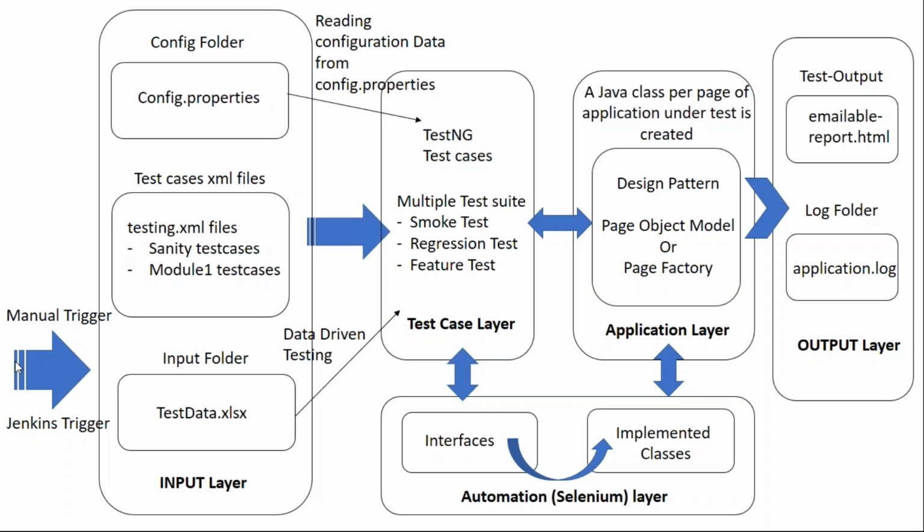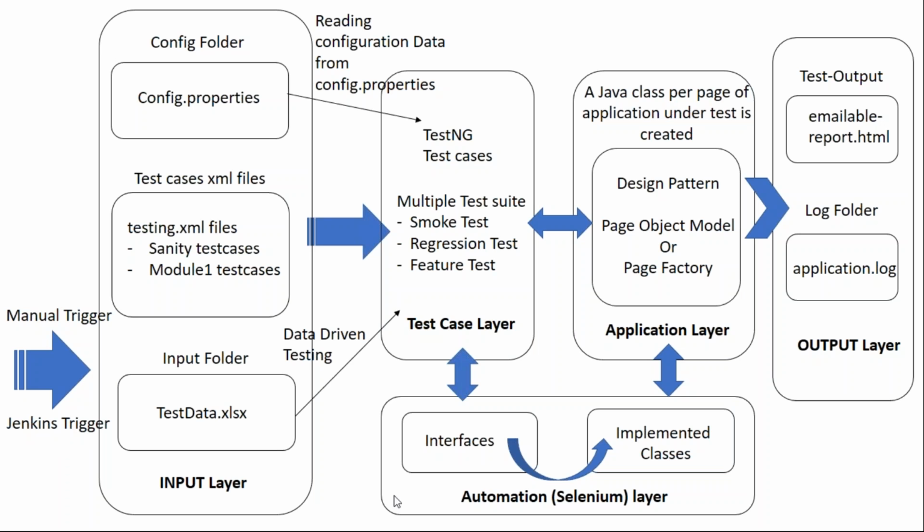Now to execute this particular framework, we'll have a trigger which will be a manual trigger or a Jenkins trigger. That means the framework or the test cases which we'll design can be triggered through Jenkins or can be triggered manually. Okay, so actually this should come here.